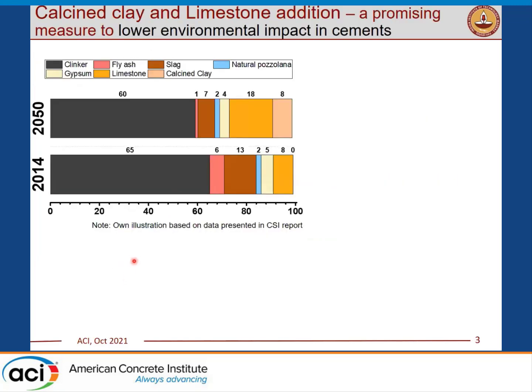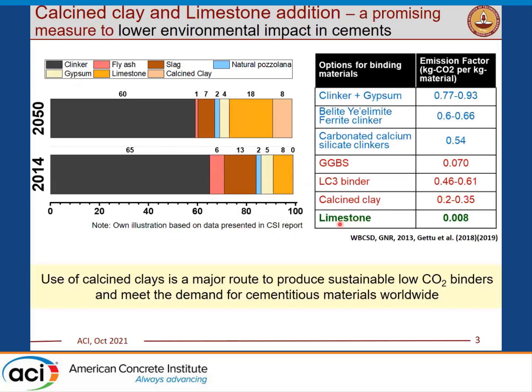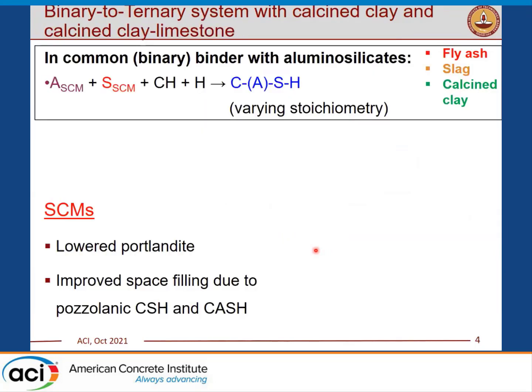So we know that calcined clay and limestone are two resources that are expected to grow from nearly 8% of the current contribution to about 25% over the next few decades. And it's also a material with extremely low level of emission factor, making it one of the very prominent and useful resources to produce sustainable low energy binders. Considering the fact that demand is expected to grow over the next few decades, utilization of the wide range of clay will be a suitable route to produce cementitious material across different parts of the world.